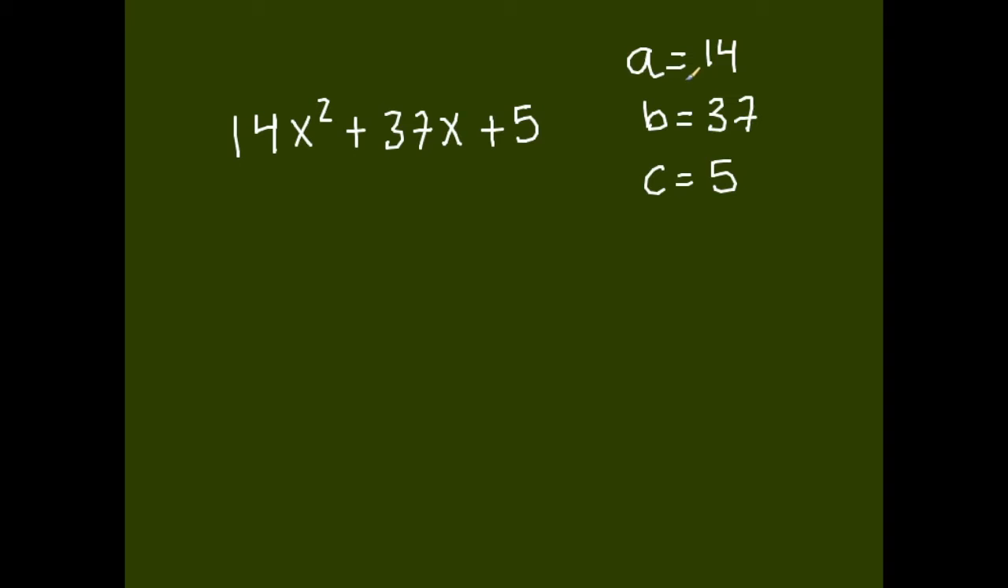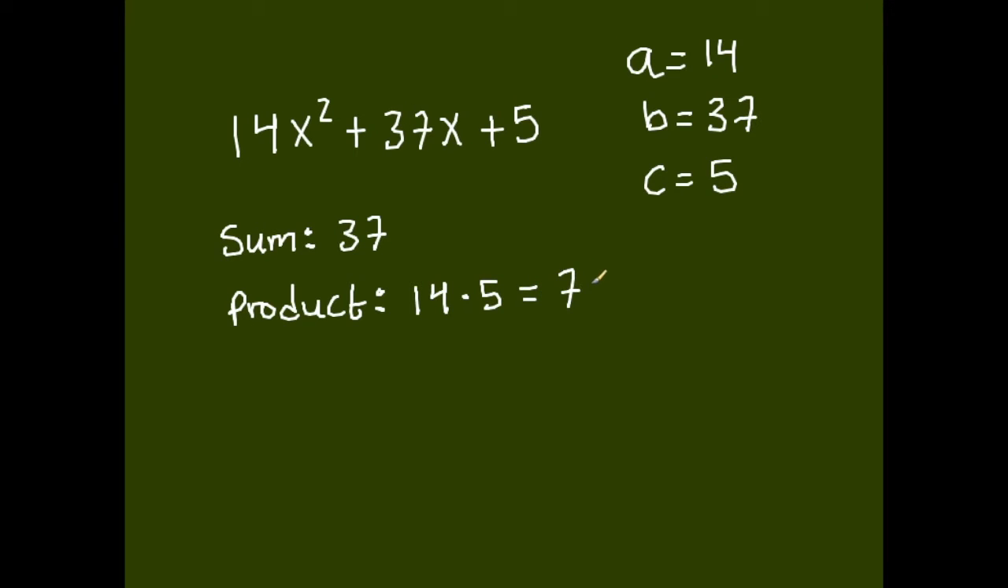Okay, and since a is not equal to 1, we're going to have to split the middle term. So we're going to look for two numbers that have a sum of 37 and a product of a times c, and a in this case is 14, c is 5, so 14 times 5, which is just equal to 70. Now since the product is positive, we know that the two numbers we're looking for share the same sign. Since the sum is positive, we know that the two numbers must be positive.